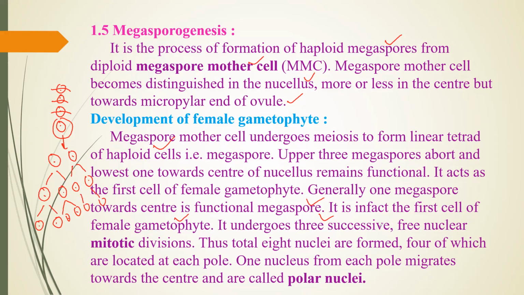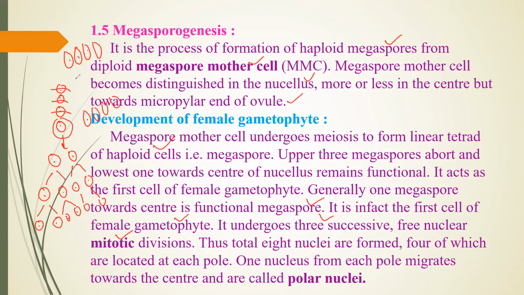But these 8 cells are going to be generated by mitotic division. Thus a total of 8 nuclei are formed, 4 of which are located at each pole. मग यापैकी वरती 1 2 3 खाली 1 2 3 असं होणार. At each pole, one nucleus from each pole migrates. Okay, इथे 4 असतात आणि इथे 4 असतात दोन पोलला.